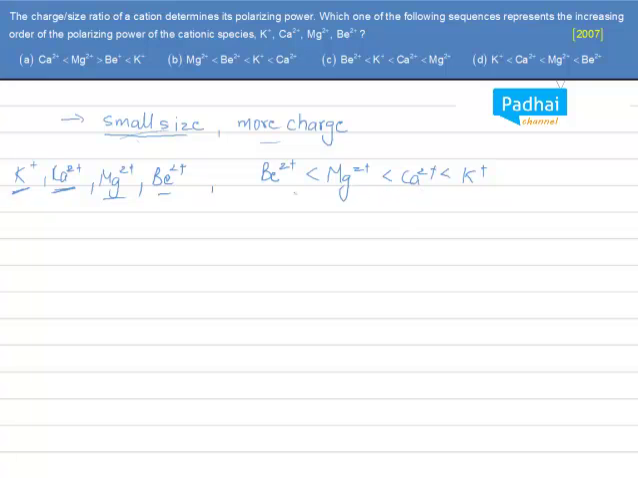So if I talk about the polarizing power, beryllium will have the maximum polarizing power because it is the smallest and it has 2+ charge. So the order of polarizing power will be Be2+ greater than Mg2+ because of the size, and greater than Ca2+. Now potassium has the highest size plus less charge as compared to all the three species. That means it has the least polarizing power. That means option D is correct.